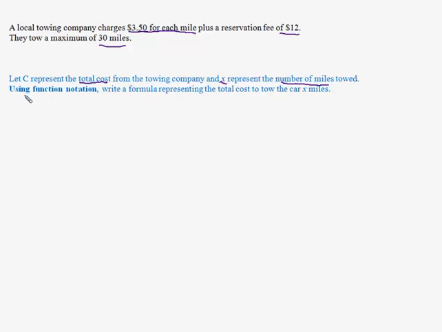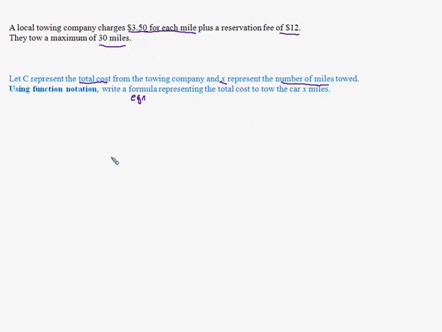When we write our answer, we have to use function notation, and we have to write a formula, or if you want, an equation representing the total cost to tow the car x miles. So notice there's no explanation here of what kind of equation. It turns out that since the charge doesn't change, and each mile I'm being towed is the same, this is a linear equation.